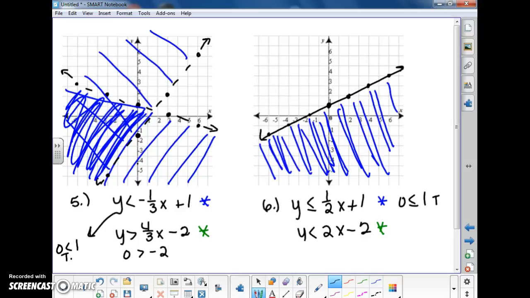y is less than 2x minus 2. I'm going to start at minus 2. Go up 2, right, and down 2 left. And this one will be a dashed line. And I can use 0, 0 as a test point, and if I do that, it says is 0 less than negative 2? That is false. So you do not shade the region that has 0, 0 in it. So I'll shade the other side.